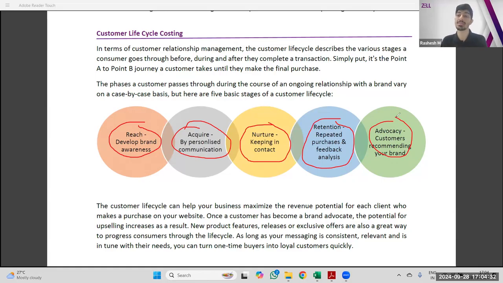So the goal of every company is to turn you into an advocate so that you refer more people to your company and the cycle keeps going on and on. So that's the customer life cycle journey in a nutshell. Any confusion between life cycle stages? Are you able to correctly differentiate between all 5 stages?